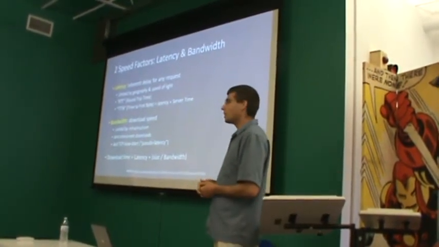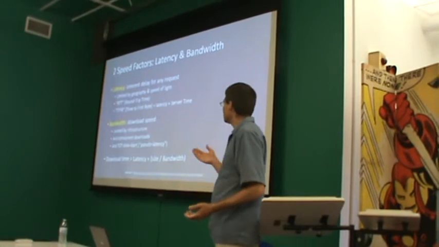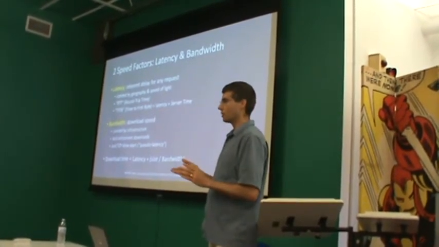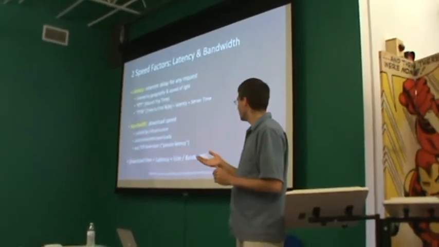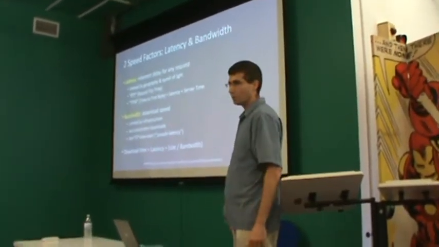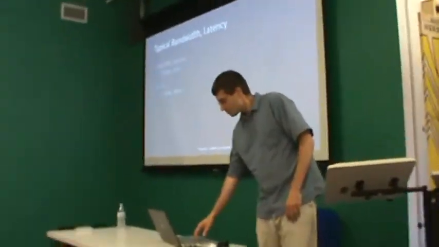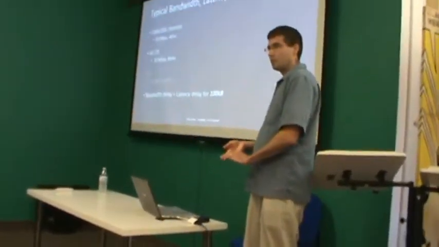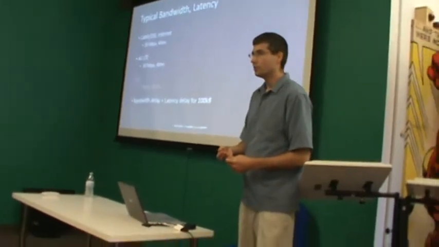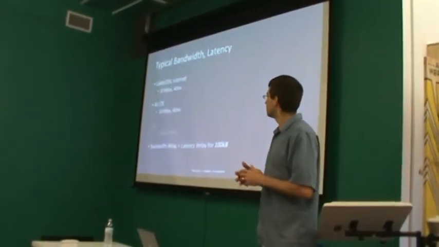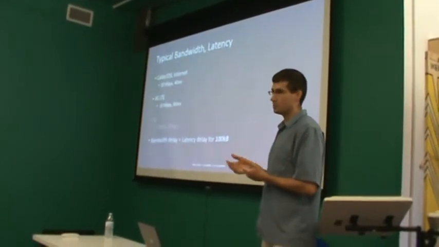So if we look at the total download time for a resource, it's going to be the latency, which is fixed and set in stone regardless of how big the resource is, and then the size of the resource divided by our effective bandwidth. So some typical values for this, if we're cable or DSL internet for home or business, you'll maybe have 20 megabits bandwidth, 40 millisecond latency.